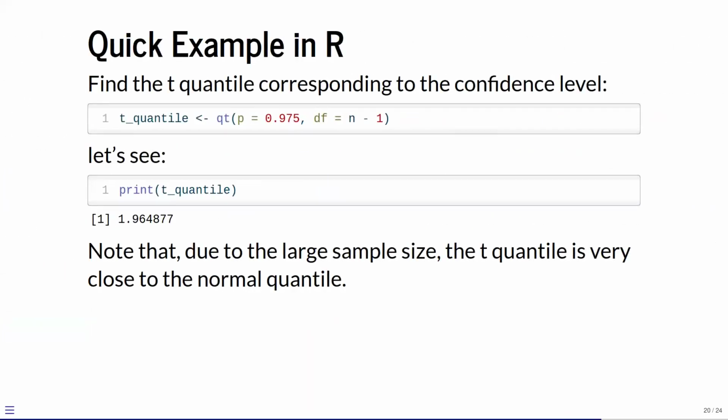Lastly, we need to find the t quantile corresponding to the confidence level. The degrees of freedom parameter of the t distribution is the sample size minus 1. In this case, the t quantile is about 1.96, which is very close to the normal quantile, and this is because the sample size is large. Generally, you would see 30 cited as the rule of thumb for when the t distribution is close enough to the normal distribution. In this case, it's much larger than that.